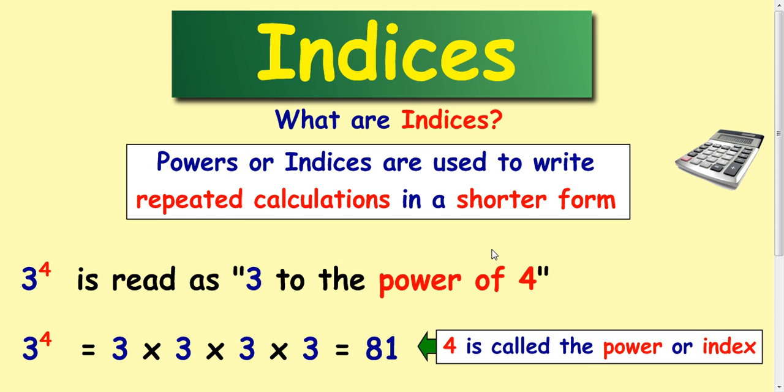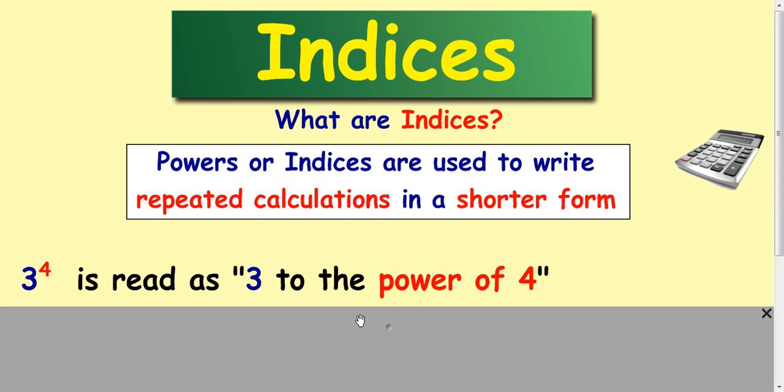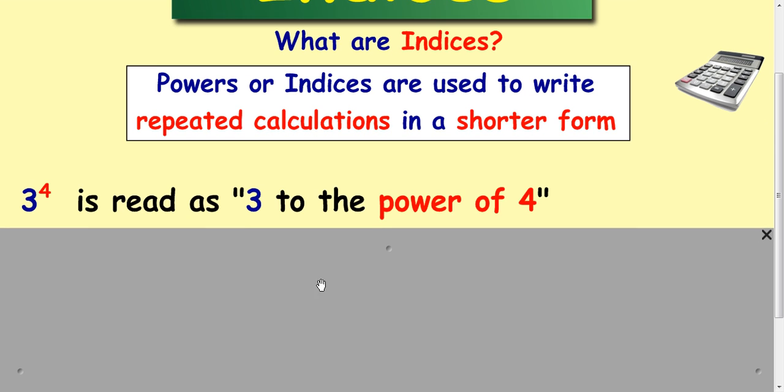Now, we don't always use powers of 2, you can use powers of anything. So let's have a look at this idea here of taking a different number as a power. So basically, powers or indices are used to write repeated calculations in a shorter way. So this idea here of 3 to the power 4, 3 with a little 4 up at the top, really means 3 multiplied by itself 4 times.